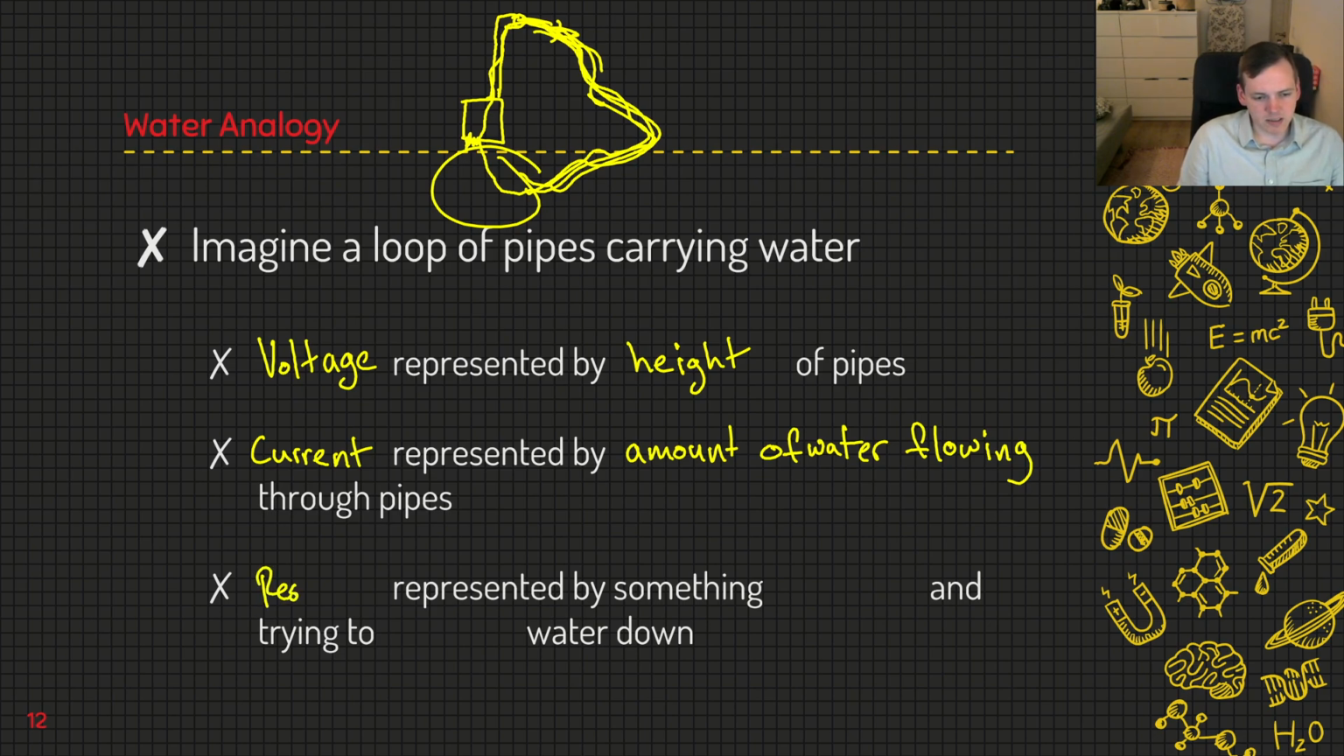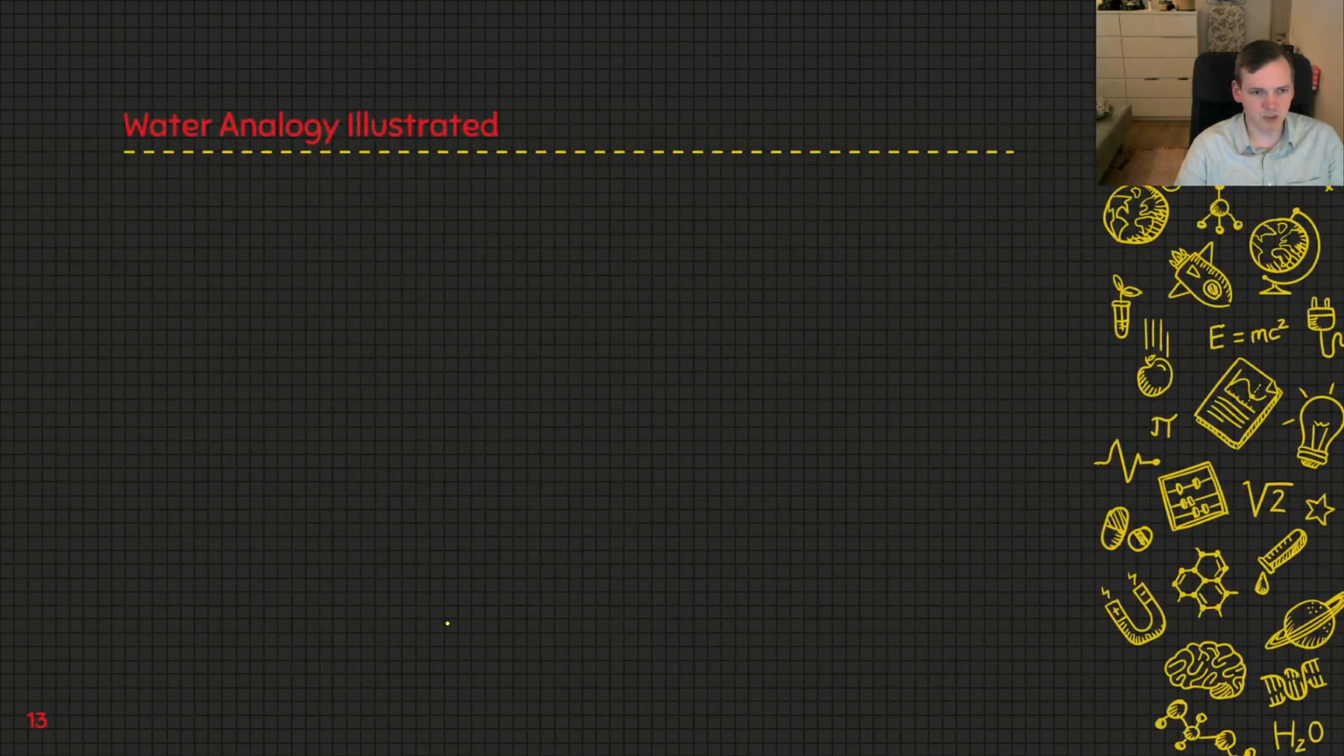And then finally, resistance is represented by something blocking the pipe and trying to slow the water down. If there's some sand in the pipe, then that section of pipe has a higher resistance because it's going to slow down the water flowing through it. We'll talk about this analogy a lot more as we get into calculations and doing stuff with circuits. But I want to show an example here.